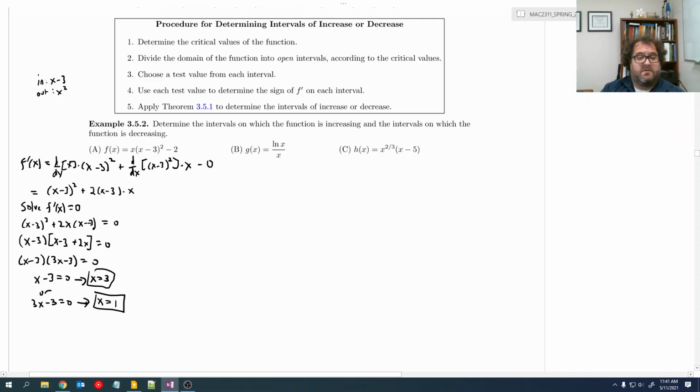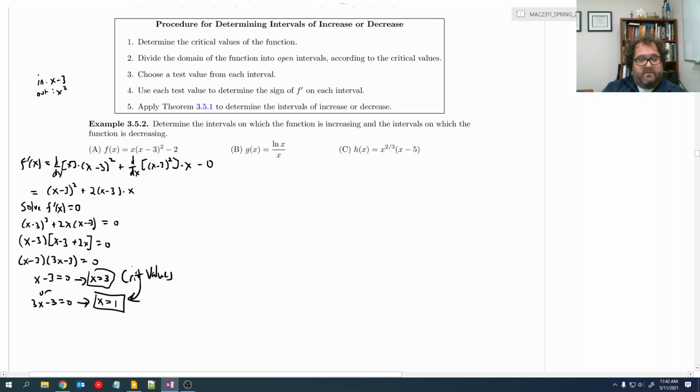Now remember, we have to consider the possibility that other critical values stem from the function not being differentiable. But look at the derivative. The derivative is a polynomial, and the polynomial has domain all real numbers. Polynomials are always smooth, continuous and differentiable everywhere. So there are no cusps or anything we have to worry about, no asymptotes, just two critical values. So here we are.